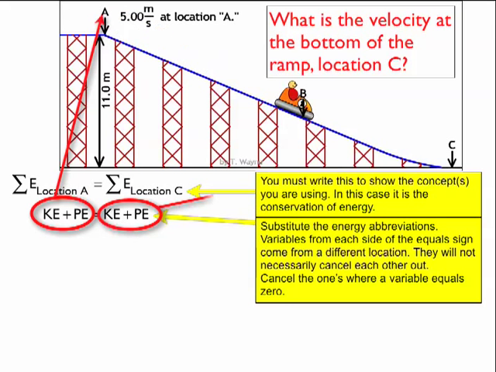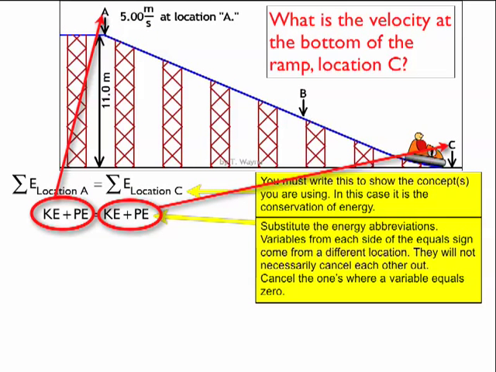Now in terms of locations, everything on the left-hand side of the equal sign comes from one location. Everything on the right-hand side comes from the other location. So in other words, for the left-hand side, I'm looking for the kinetic energy at A and the potential energy at A. And on the right-hand side, I'm looking for the kinetic energy and the potential energy at C.